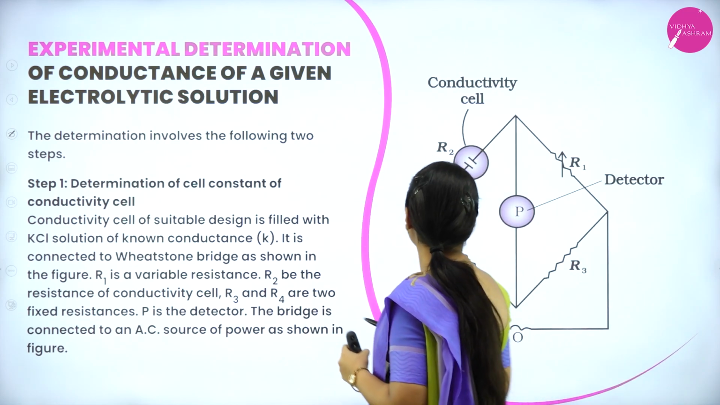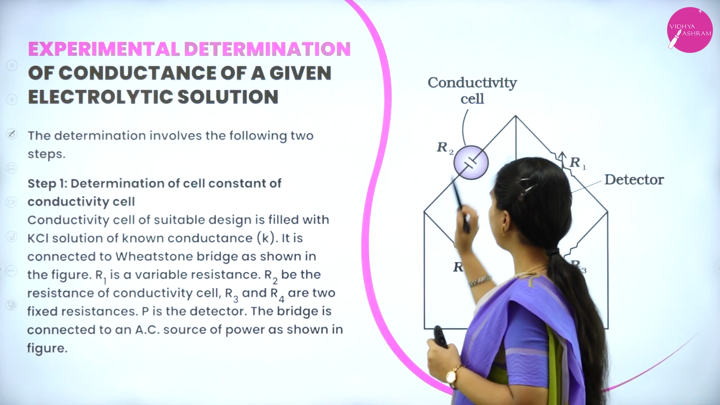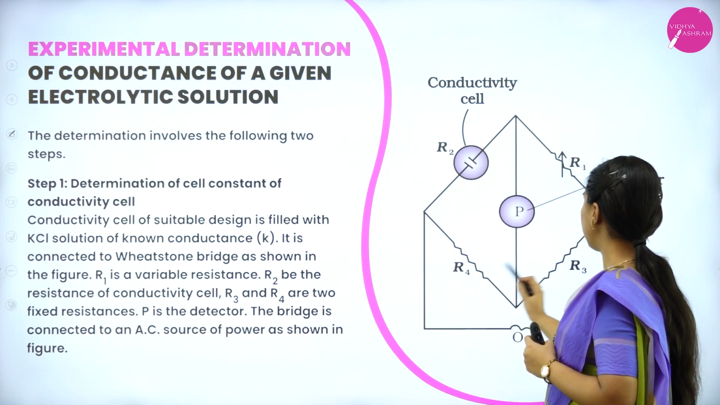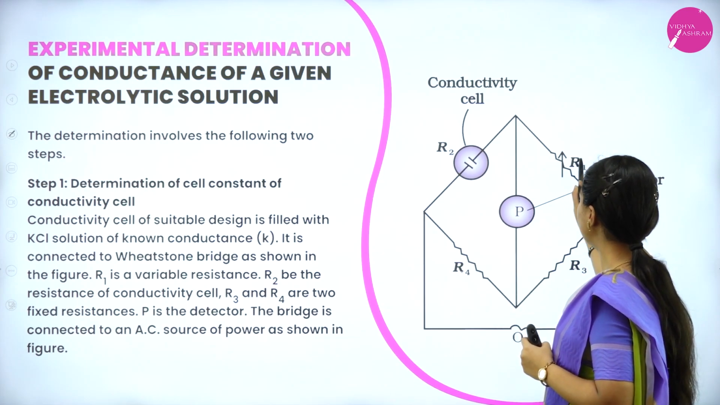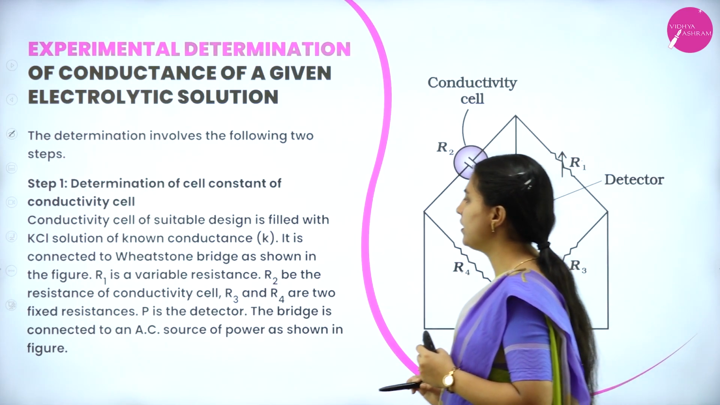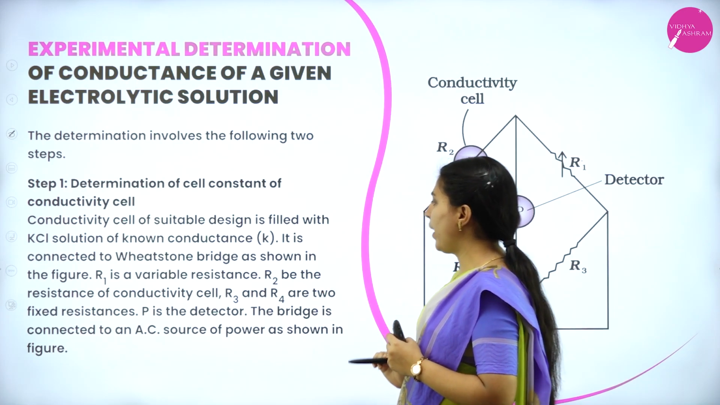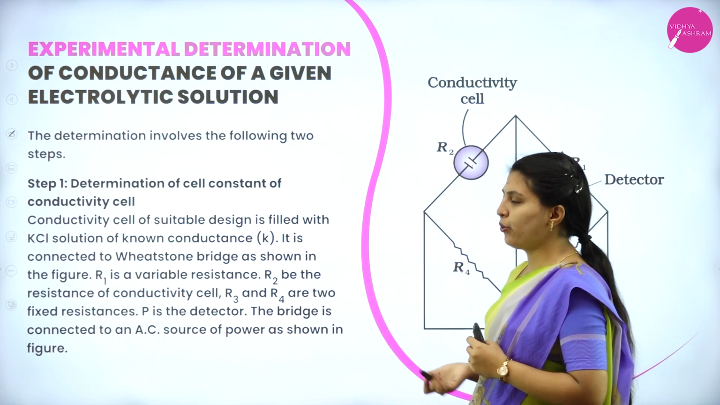R1 is a variable resistance. R2 is the resistance of the conductivity cell. R3 and R4 are the fixed resistances. These are the fixed resistances and this is the variable resistance. This is the conductivity cell. P is the detector. The bridge is connected to an AC source of power as shown in the figure.